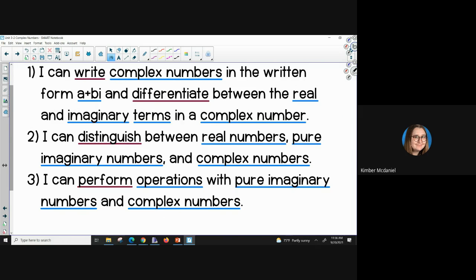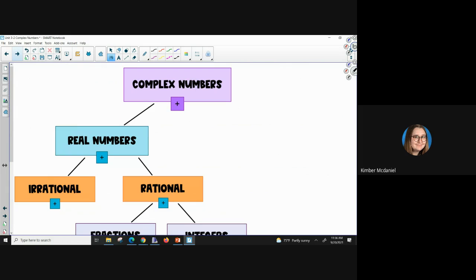I know they look like a lot, but honestly, first period did good with this lesson once they stopped trying to overthink it. So I don't want you to overthink this lesson. Okay, just take it as it is, and I promise you it'll click. So for the first 30 seconds of this lesson, we're just going to talk about the complex number system.